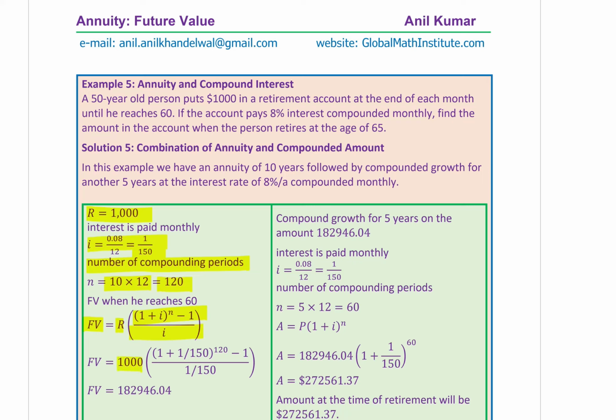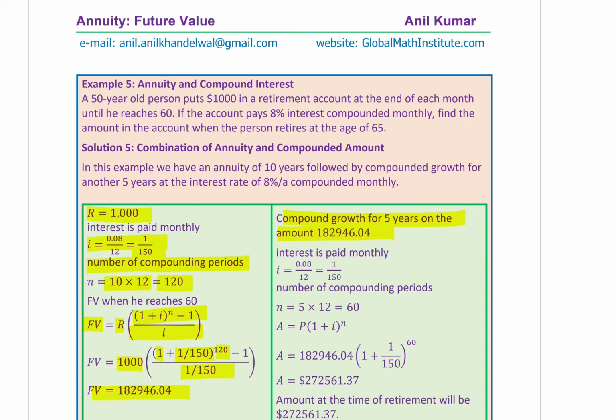So we get 1000 times 1 plus 1 over 150, we use that fraction to the power of 120, which is the n value, divided by 1 over 150. The future value comes out to be 182946.04. Right, so now that value is there when he was 60. This value sits there, that amount is there in the account, and it earns compound interest for 5 years and grows.